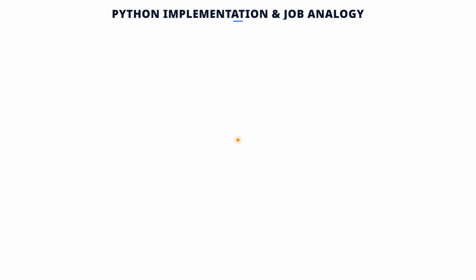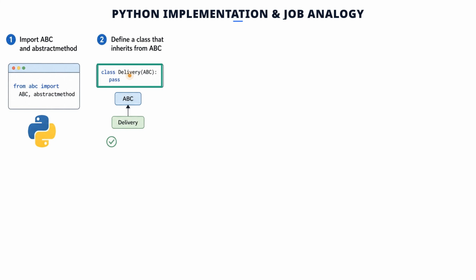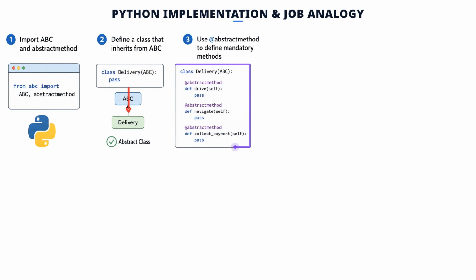Implementing abstraction in Python follows a specific 5-step process. First, we import ABC and abstractmethod from the built-in ABC module. Second, we define a class that inherits from ABC, which officially tells Python, hey, this is an abstract class. Third, we use the abstractmethod decorator to identify the mandatory methods that every single child class must implement.